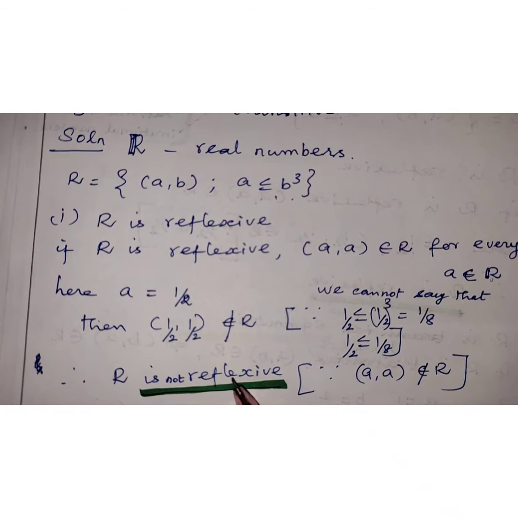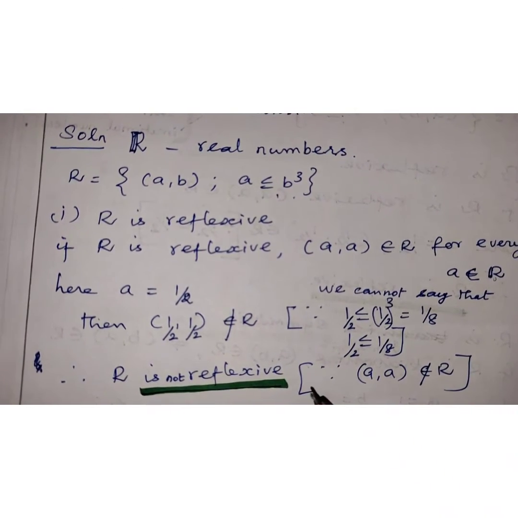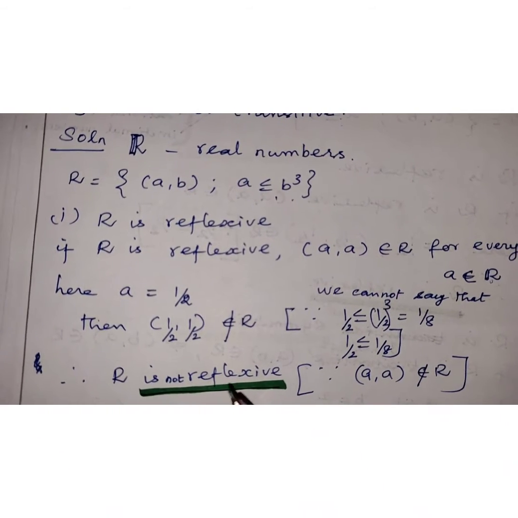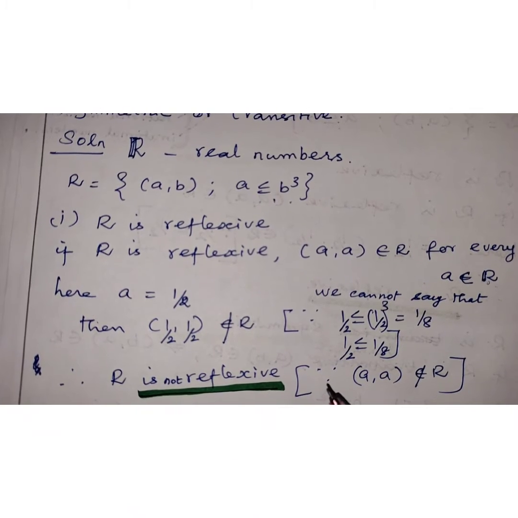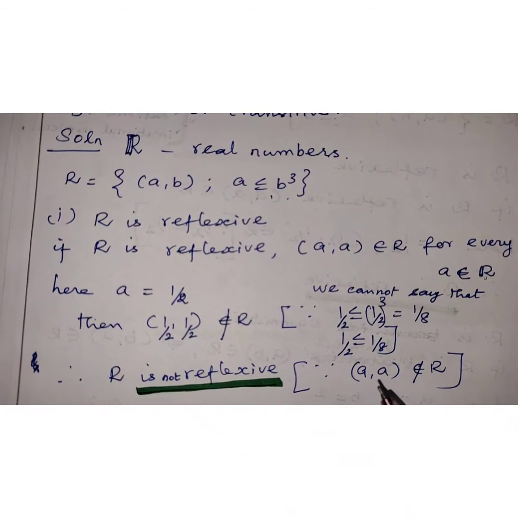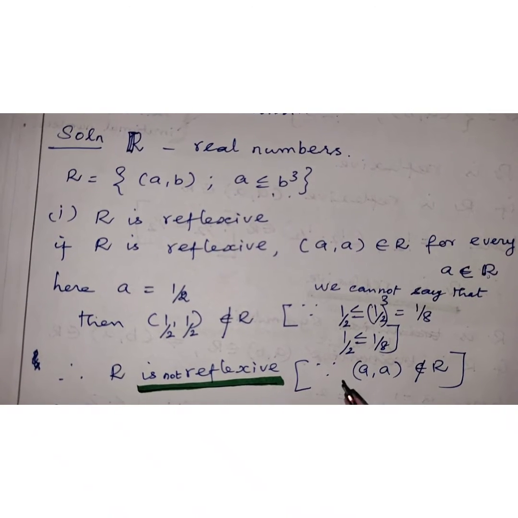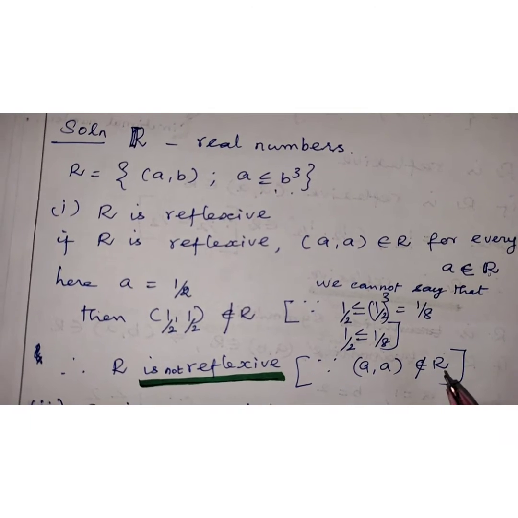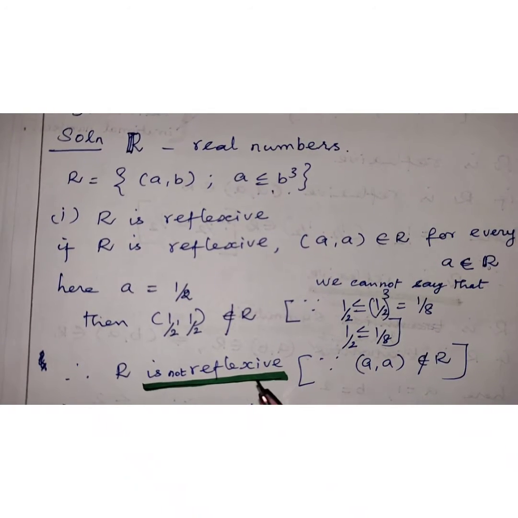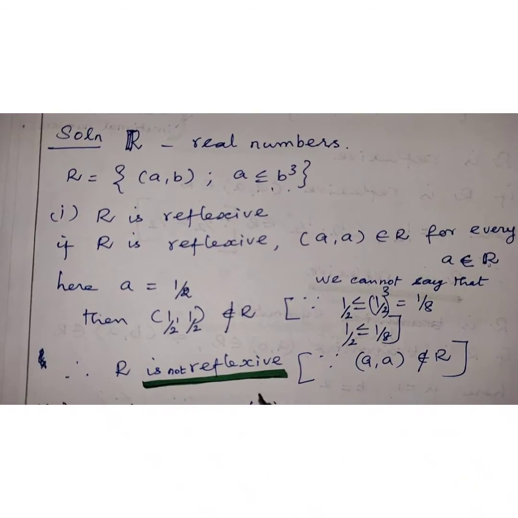R is not reflexive if we are going to check only. Therefore, R is not reflexive, since the condition is (a, a), and the reason for not being reflexive is that (a, a) does not belong to R. Up to this we have the conclusion: R is not reflexive.